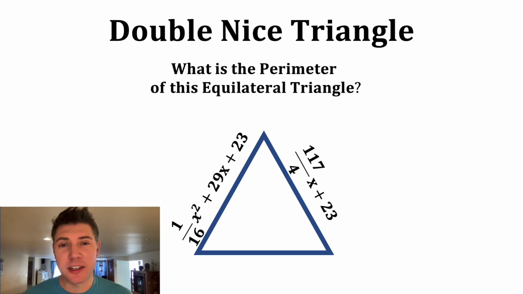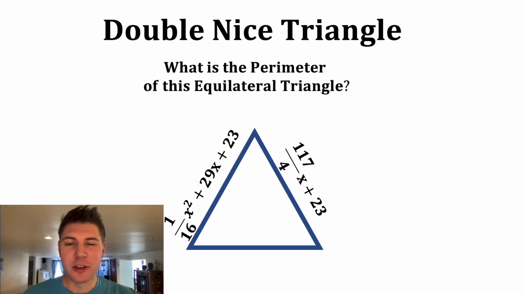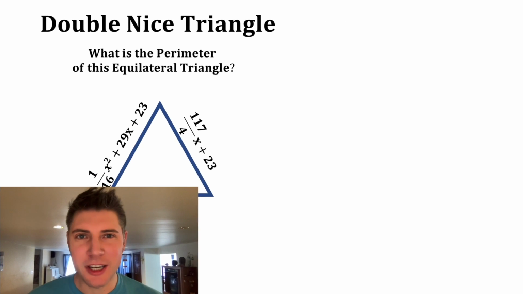Hey guys, I just created this thing. I'm calling it the double nice triangle. So the question is asking, what is the perimeter of this equilateral triangle?